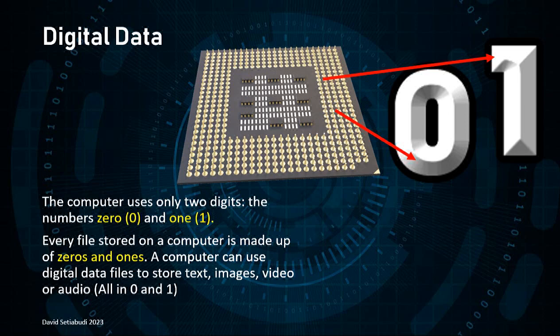Hi guys, in this tutorial I would like to explain how to convert binary numbers, 0 and 1, into a denary number or decimal number that humans usually know. First of all, I will give you a quick theory.